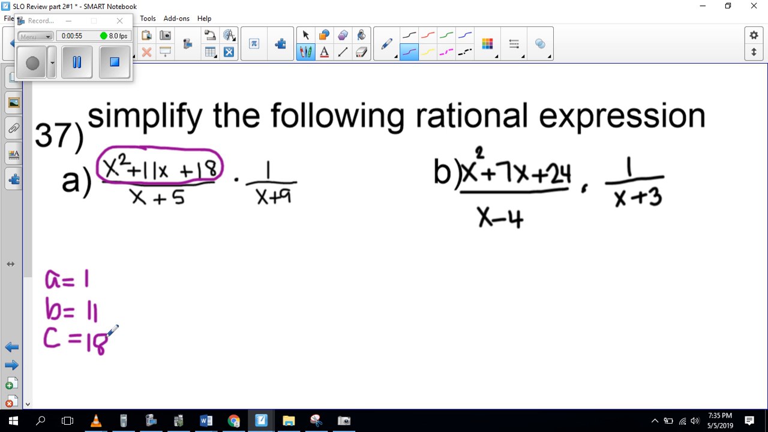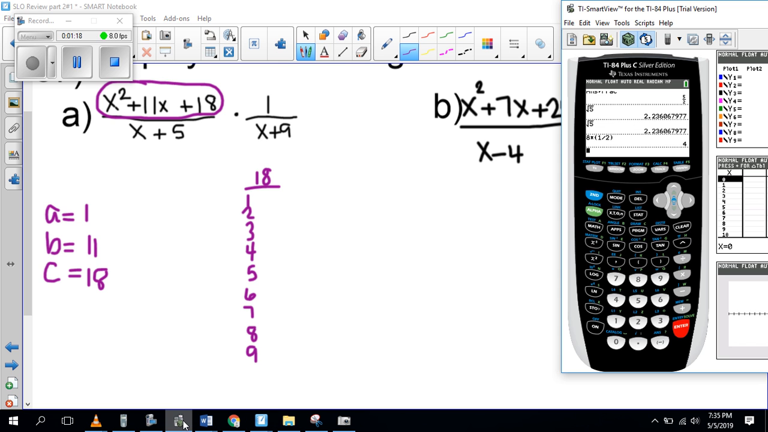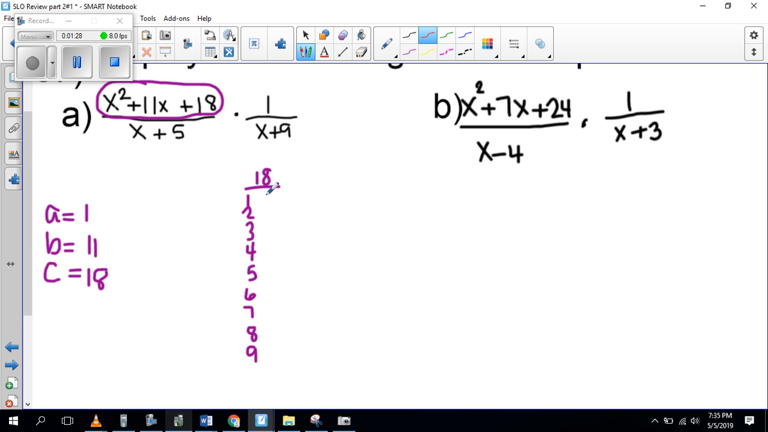So what we do, we come in, we factor 18. And remember, to factor 18, we do 1 through 9. 1, 2, 3, 4, 5, 6, 7, 8, 9. And then we get our calculators and we do 18 divided by each one of them. We're looking for the ones that don't give me a decimal. So 1 and 18, I'm going to change the colors. 1 and 18.